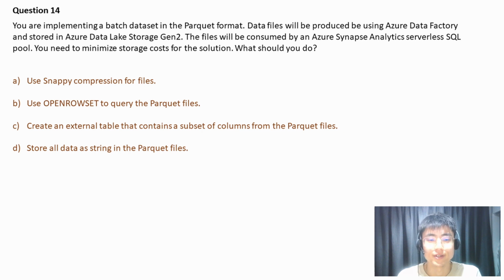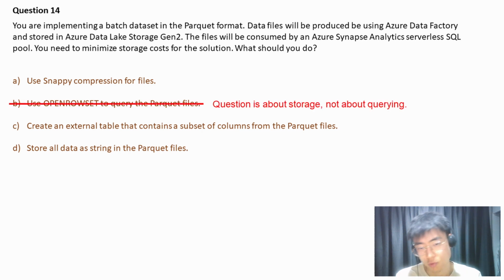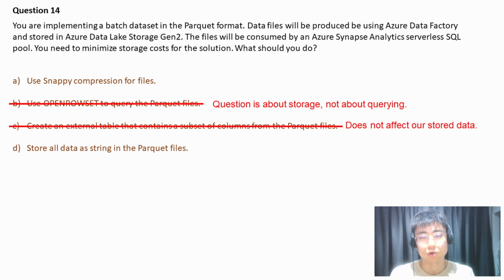What should you do? We can already rule out a couple of options here. So B, use OPENROWSET to query Parquet files. It's about querying, so we can rule that out. C, create an external table that contains a subset of columns from the Parquet files. Creating an external table doesn't really affect our current storage situation here, so we can rule that out as well. So the remaining options are A and D.